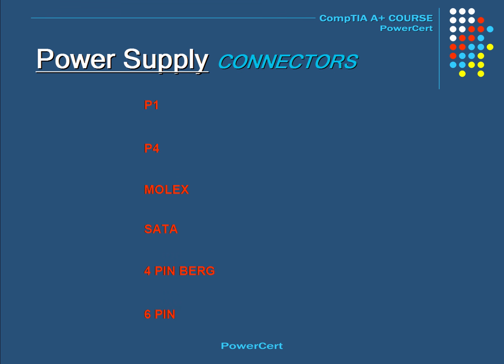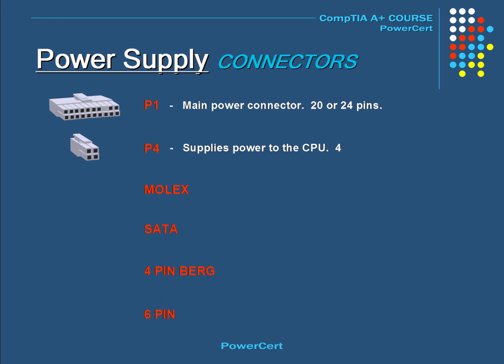The power supply is equipped with different types of connectors. One connector is called the P1 connector. This is the main power connector that connects directly into the motherboard and provides it with power. The P1 connector has either 20 or 24 pins. Another type of connector is called the P4. This is a 4-pin connector that also connects into the motherboard, and its purpose is to supply power to the CPU. This connector is used with modern motherboards.